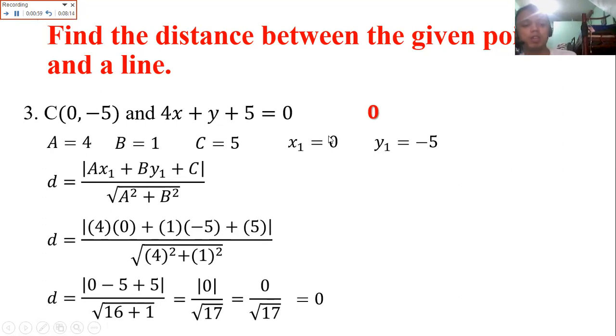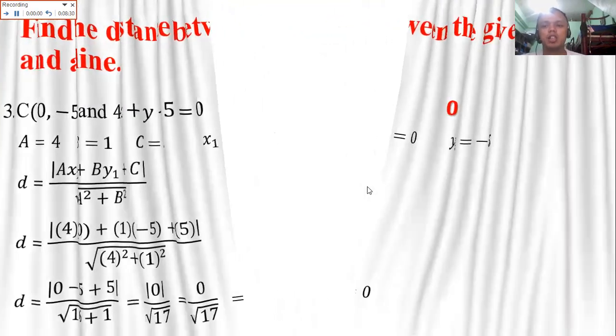Okay? It is possible for their distance to be 0. It means point C lies on the line 4x plus y plus 5 equal to 0. So point C is on this line, which is why there is no distance. Okay? That's it.